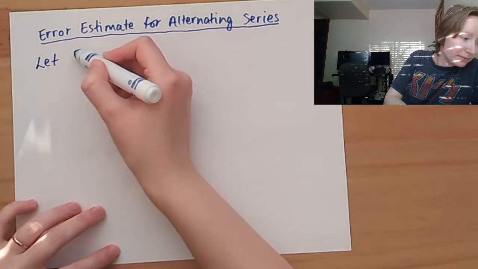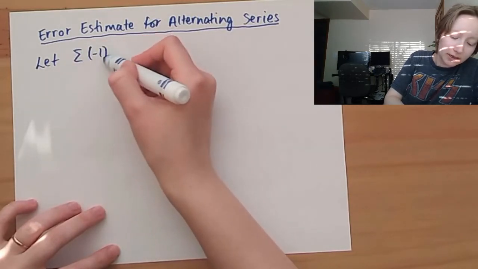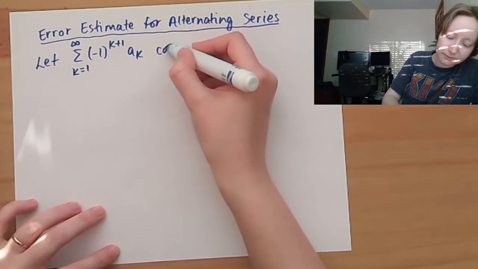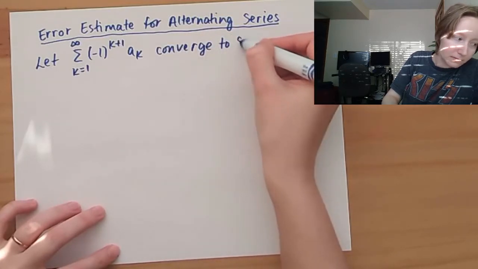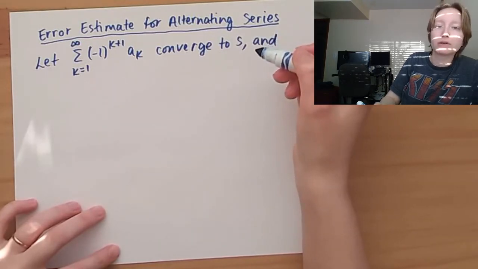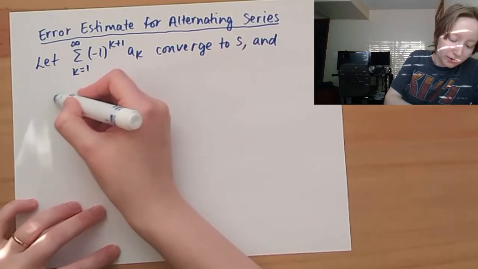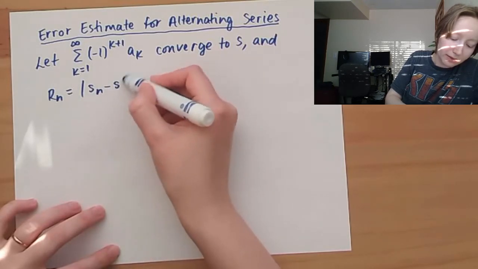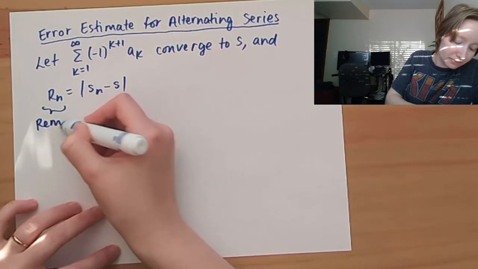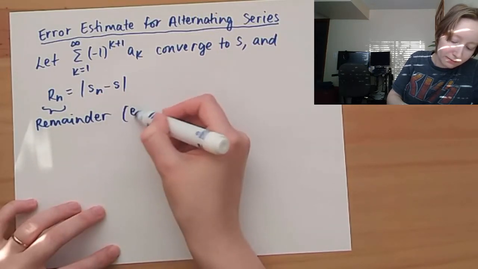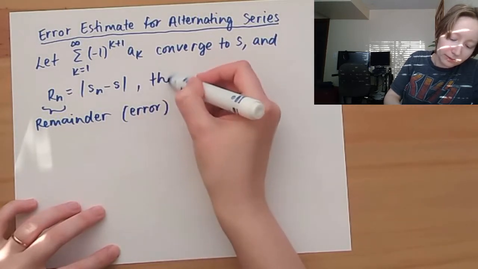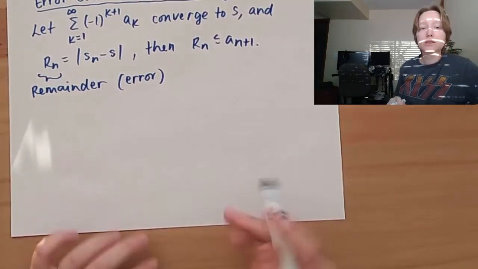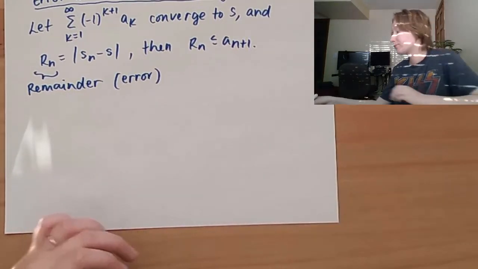So what do I do? I let my alternating sum converge to some value S. And then I determine what is the remainder or the error for that sum. So R sub n is my remainder, and it's the difference between the nth partial sum and the value of the sum. Then I have the following relationship. R sub n is less than or equal to a sub n plus 1. A sub n plus 1 is the term, the next term in the series that we're throwing out.